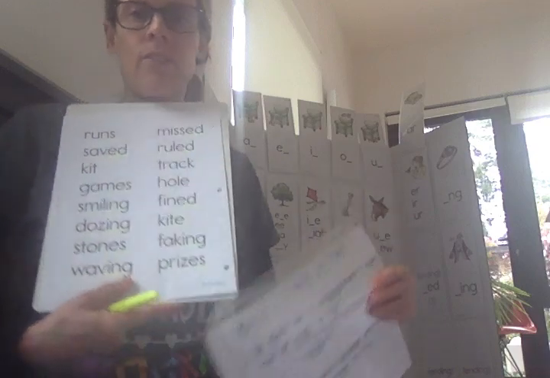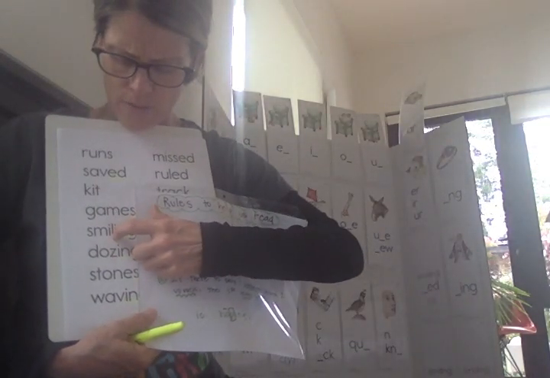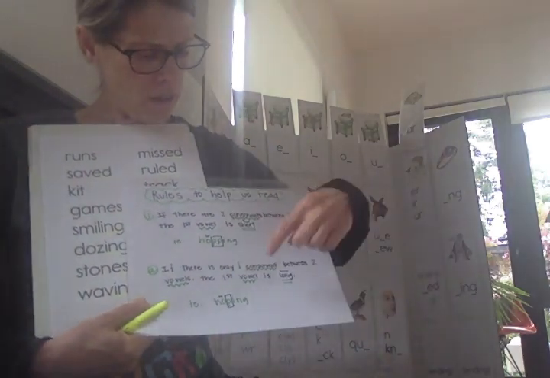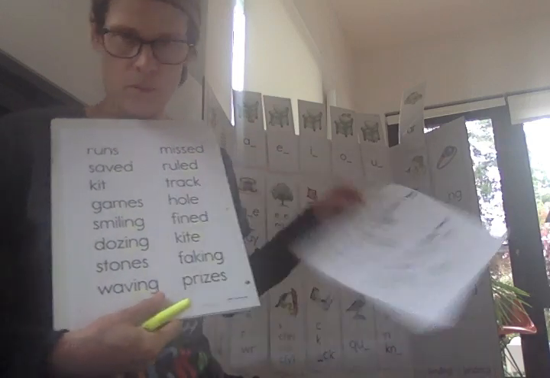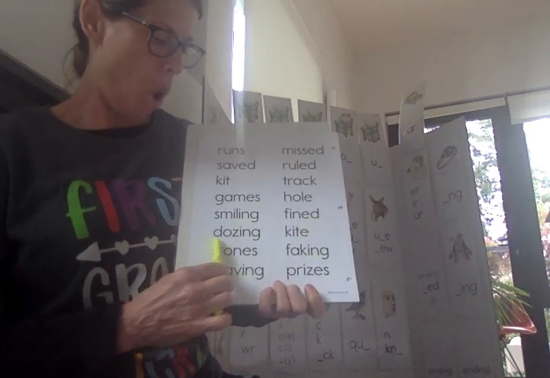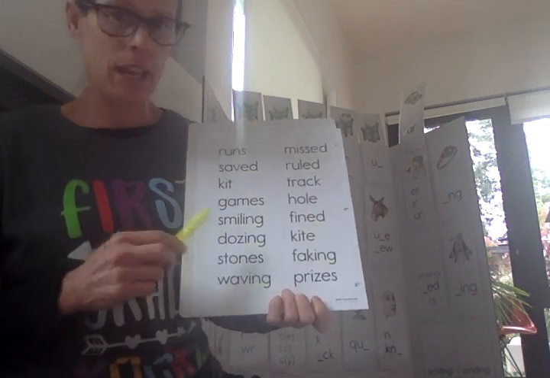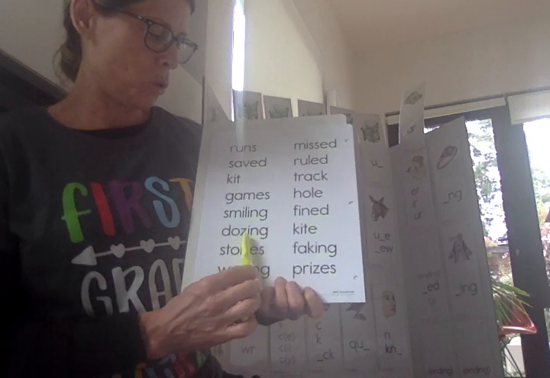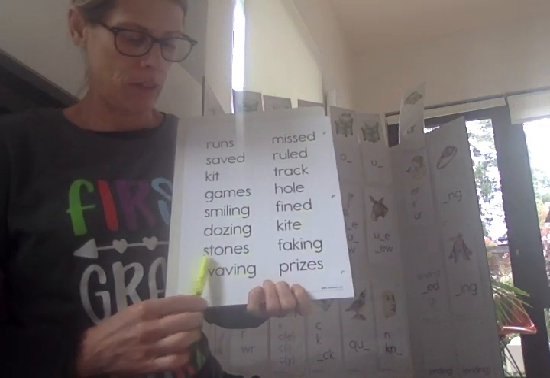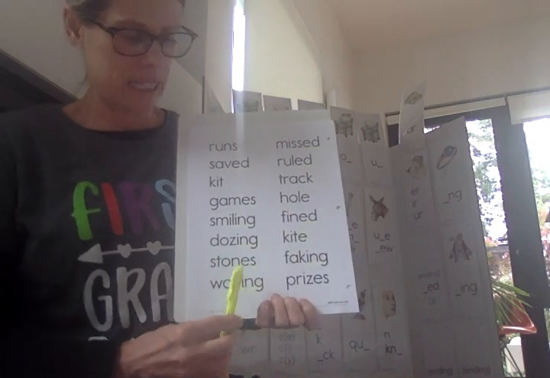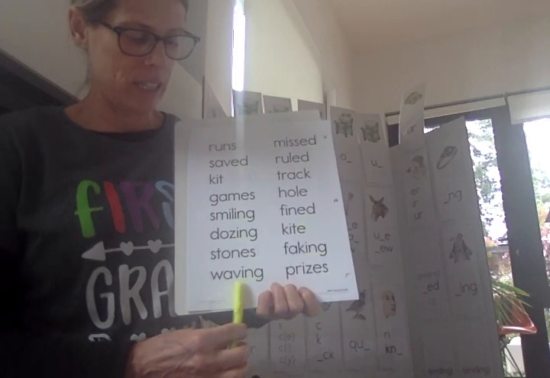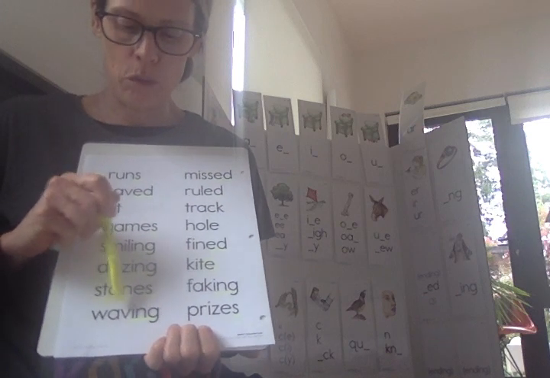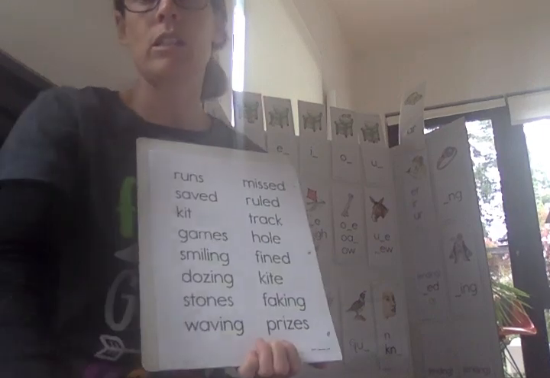Here's smiling. And here I want us to look at our rule that we talked about last week. And we can count. How many consonants do I have in between my vowels? I have one consonant. So one consonant tells me that that vowel is going to be long. Smiling. Dozing. This is following that same rule. There's one consonant right here in between two vowels. St. We have this blend that we know. Have that silent E at the end, jumping over. Stones. Waving. Again, we have one consonant in between two vowels. So that means that that vowel is going to be a long vowel.